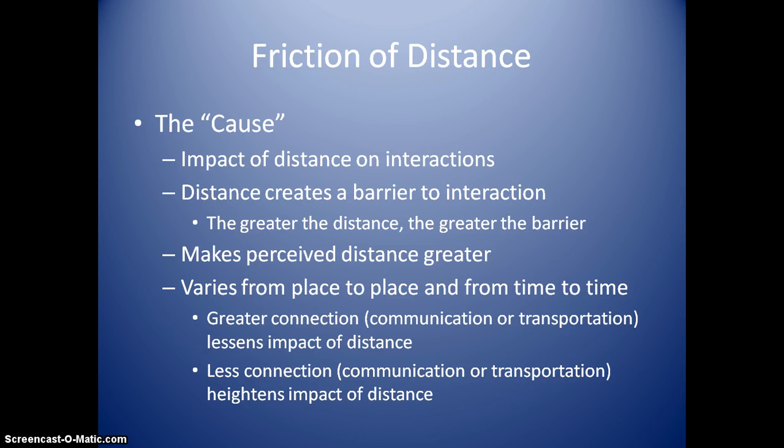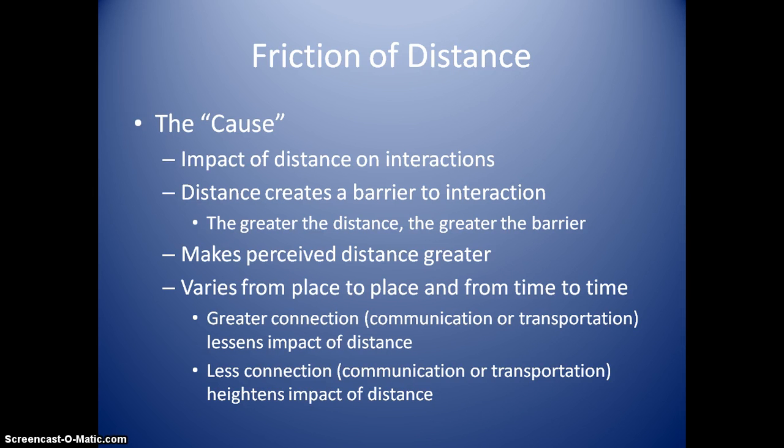Really what we're talking about when we discuss friction of distance is the impact of distance on interactions. So what that means is that the further I get away, or the further the distance is, the greater the friction is going to be on the interaction between either person to person, person to space, or place to place. And so that next point, the distance creates a barrier to interaction. The greater the distance, the greater the barrier is going to be.